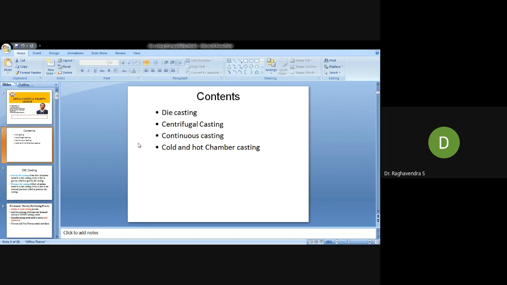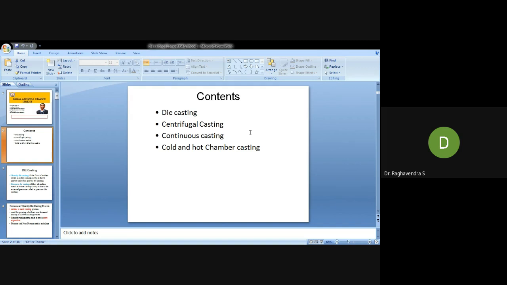All these casting procedures come under pressure die casting. All those things which we learned earlier are only sand mold casting. There is sand, there is a mold box, and there we pour the molten metal. But in this process, there is no sand. Directly, inside a die, we pour the molten metal. Then we take the castings.